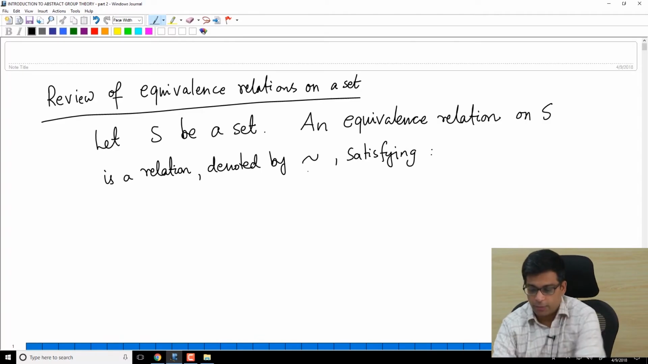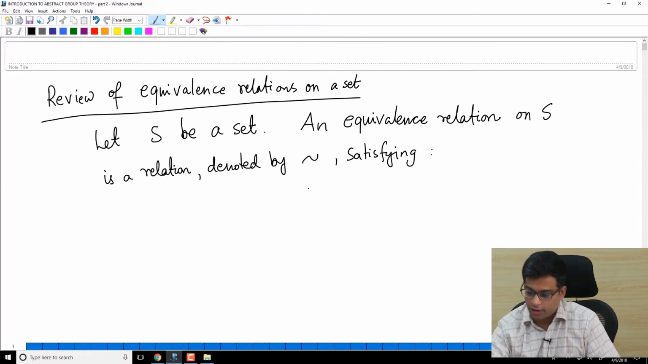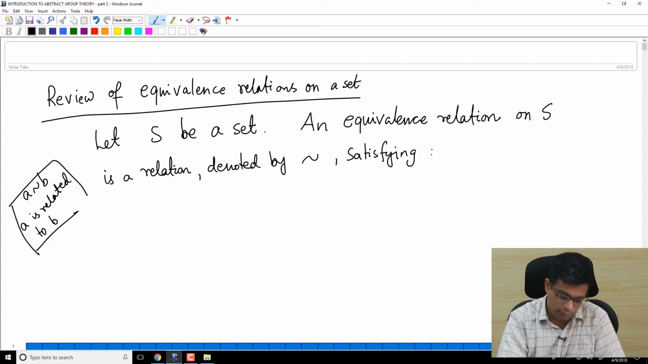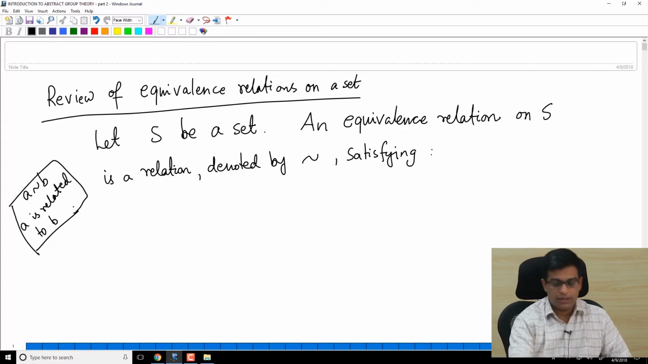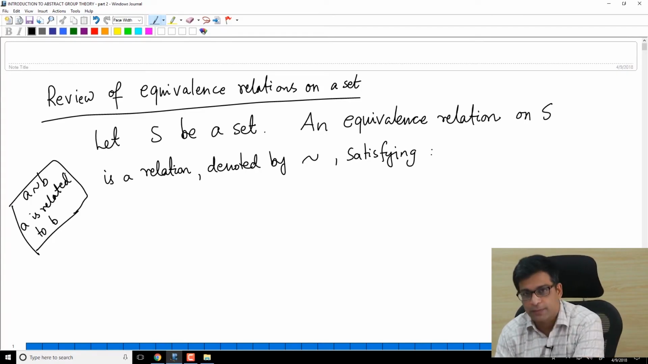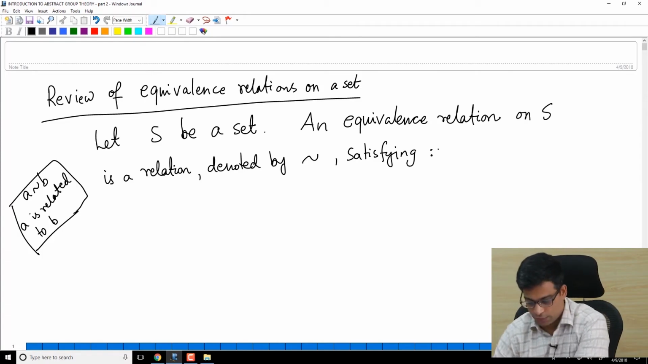Okay, so it's a relation denoted by this symbol here. It's a relation among elements of S. So we say that two things are related, and we write this symbol. This means that A is related to B. So an equivalence relation is a relation on a set, which is to say it's a relation among elements of that set. Very precisely speaking, it's a subset of S cross S, but I don't want to get into this formal definition because it's confusing if you have not seen it before.